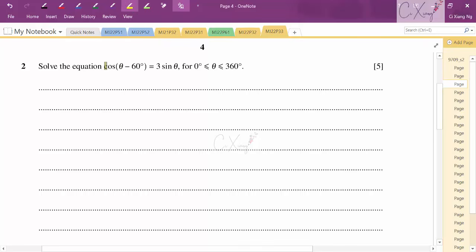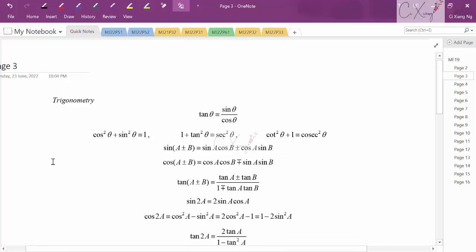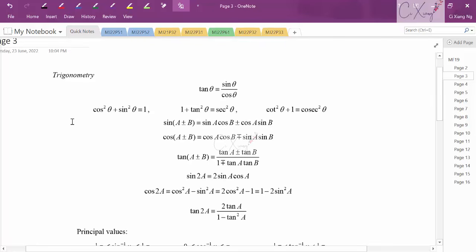For this question, generally, we might need to expand this part, cos of theta minus 60, by using the compound angle formula first, where the formula is provided in the formula booklet. So if this is the formula booklet page, under the trigonometry part, the compound angle formula that we are going to use is this one.